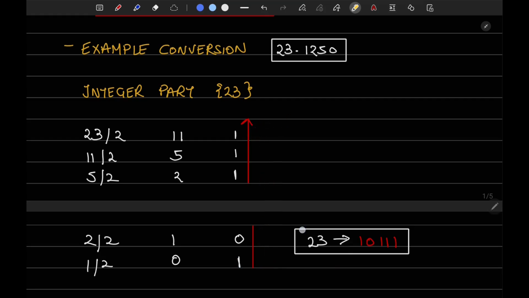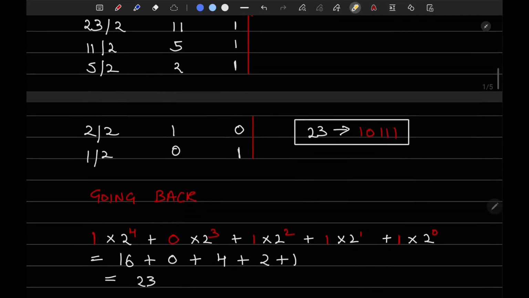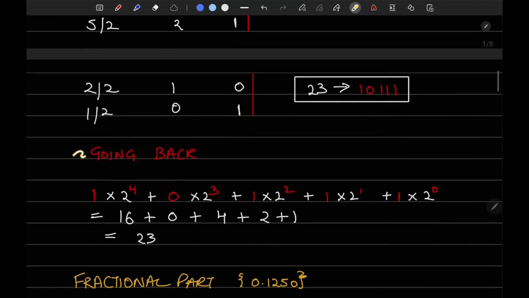Now to go the other way, from binary back to decimal, we take each bit and multiply it by 2 raised to the power of its position, and then add them all up, starting from 2 raised to the power 0 at the rightmost position and increasing as we move up. So you'll see in here we had the least significant bit as 1. We'll be multiplying it by 2 to the power 0 and moving our way up and just adding it all up, resulting in 23.